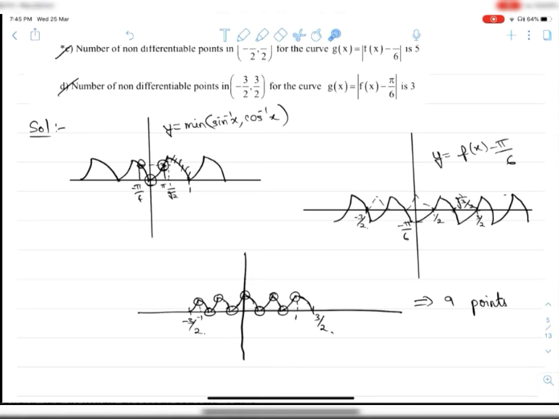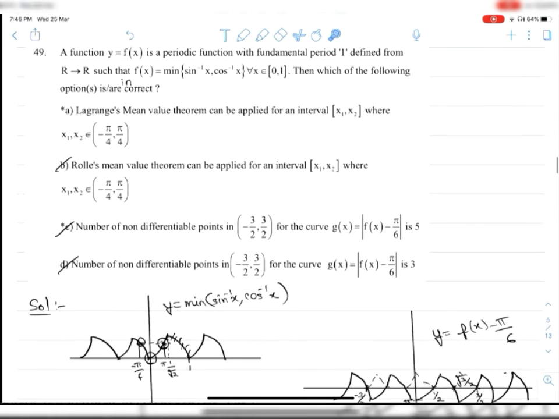We can't directly conclude it's a sharp edge here. But what will happen? None of sin inverse x or cos inverse x has derivative 0. This derivative will be 1 by root 1 minus x square and this derivative will be minus 1 by root 1 minus x square. So we can directly conclude that, suppose I'm taking 0: at 0 minus the slope is negative and at 0 plus the slope is positive, or at 0 minus the slope is positive and at 0 plus the slope is negative, and hence it won't be a differentiable point. It will be a non-differentiable point. So the number will be 9.